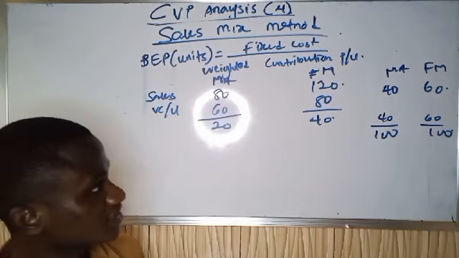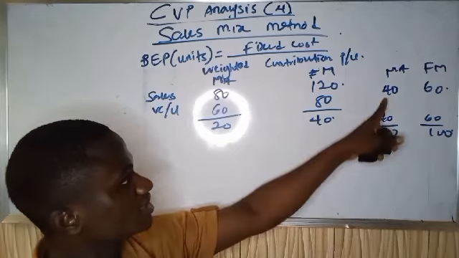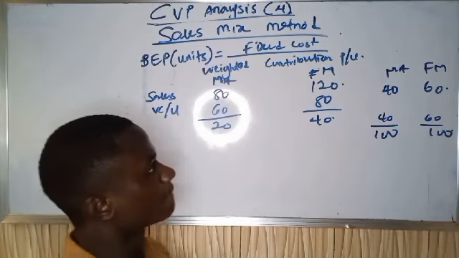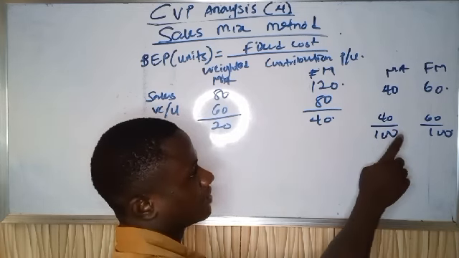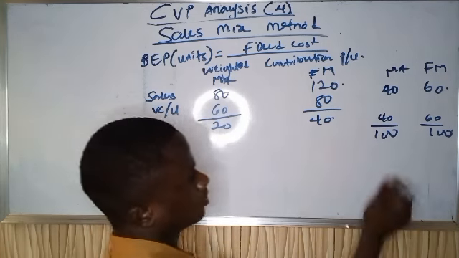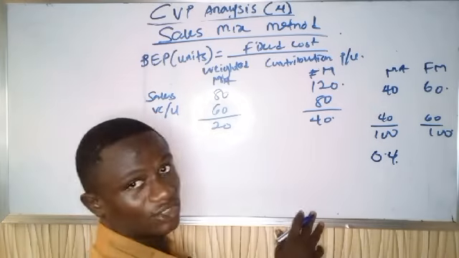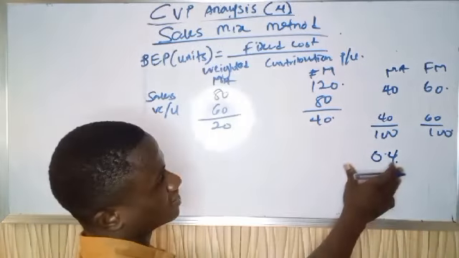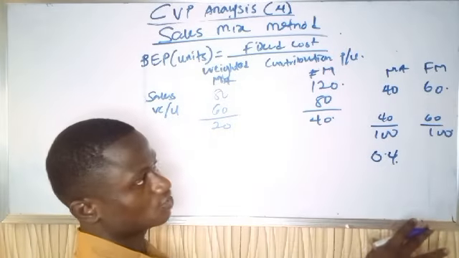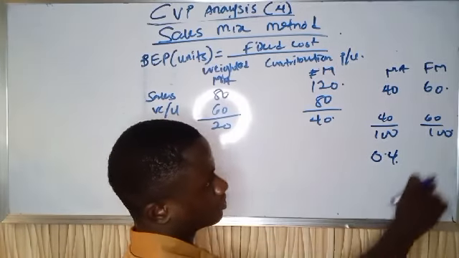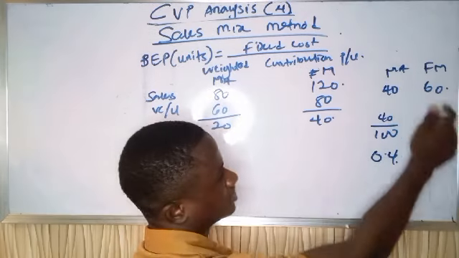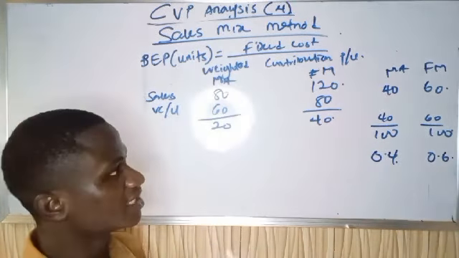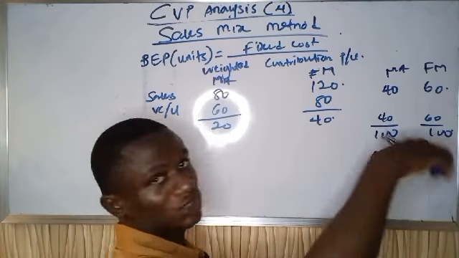But what we need at this point is the weighted contribution. So how do we get that? By saying 40 divided by 100, that will give you 0.4. That's how you treat the sales mix. And for this one also, 60 divided by 100 is 0.6. So this is what I mean: you get this by taking 40 divided by the total.